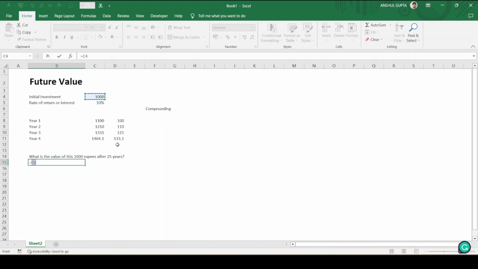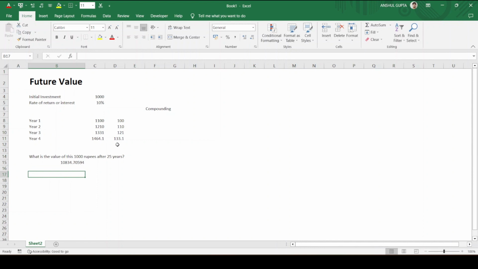select the 1000 rupees, multiply, start the bracket, 1 plus 10%, close the bracket, and in the power we need to take 25, and if you press enter you will get the value, that is 10,834, which is the value of 1000 rupees after 25 years.